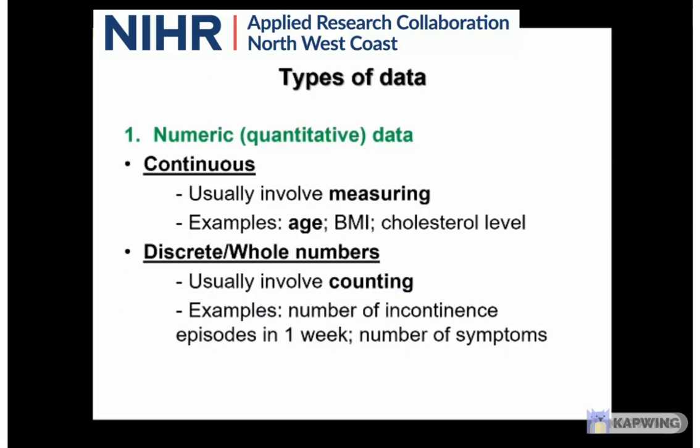Discrete data instead is things you can count. So you can count the number of incontinence episodes in 1 week, the number of symptoms. You can count the number of siblings in your family, for example, and that will be a whole number. It can't be 2.5 sisters in your family. You either have 2 or 3 sisters. That's what we're talking about, discrete or whole number.